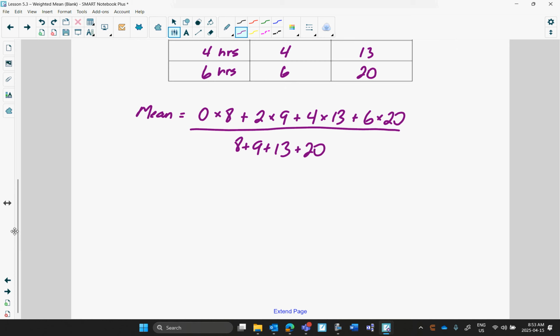We did a similar example to this when we did that restaurant average example in 5.1, where we did average salary of servers, hosts, cooks. So when we do this, we get 190 divided by 50. Which is 3.8 hours.